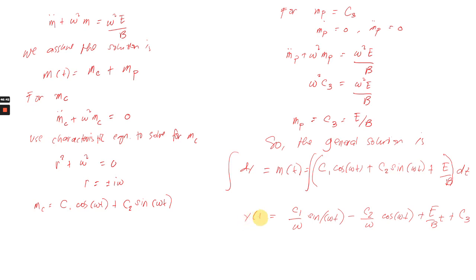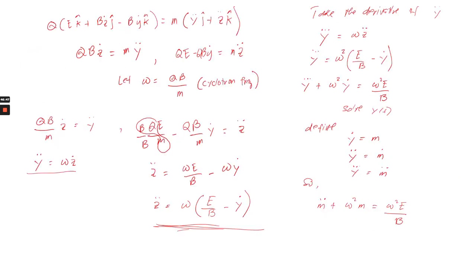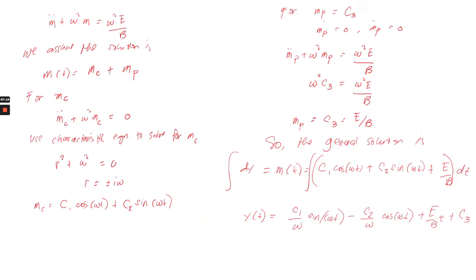Okay, so how about the z of t? There are two of them. We need to find y of t and the z of t. The y of t we already got. The z of t we can get using this equation. So we need to take the derivative of y twice, and then we get omega z dot, then integrate z to get z in terms of something else. Okay, so let's rewrite this equation in the next slide.